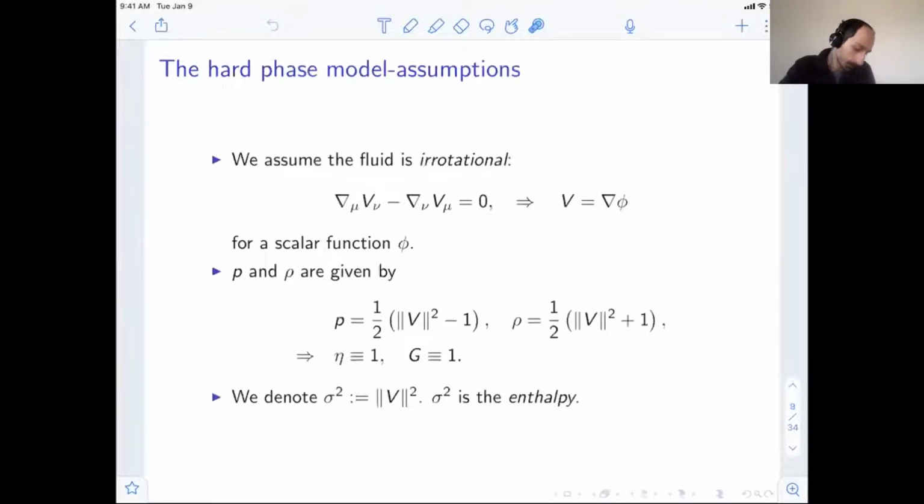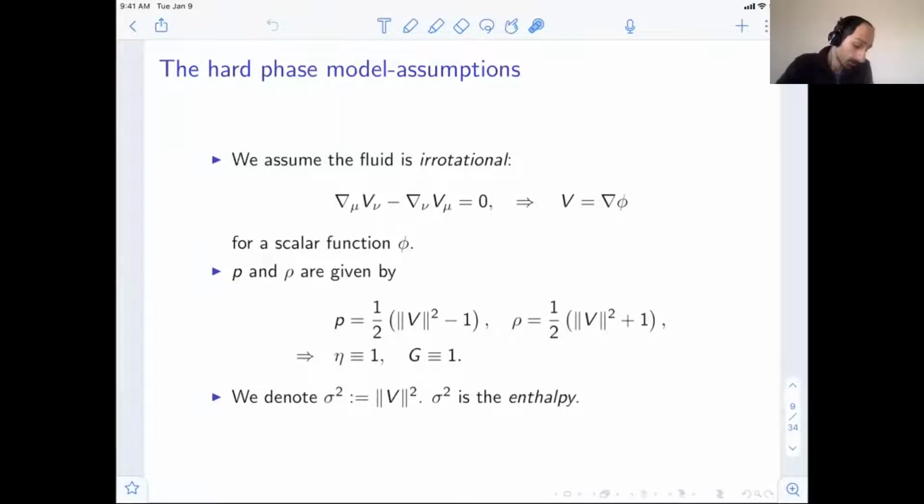All right. So that was the general case of barotropic fluids, and now I want to discuss an even more special case, which is what we will be working with for the rest of this talk, namely these hard phase fluids. So what are the assumptions for this? I'll first discuss the general assumptions, and then I will come back and say what I mean by the free boundary problem.